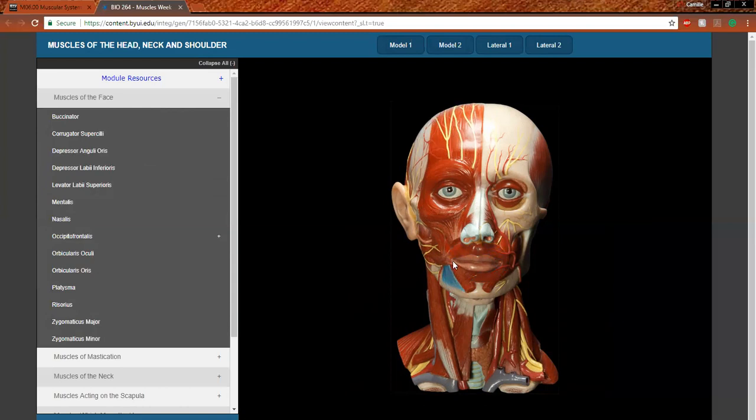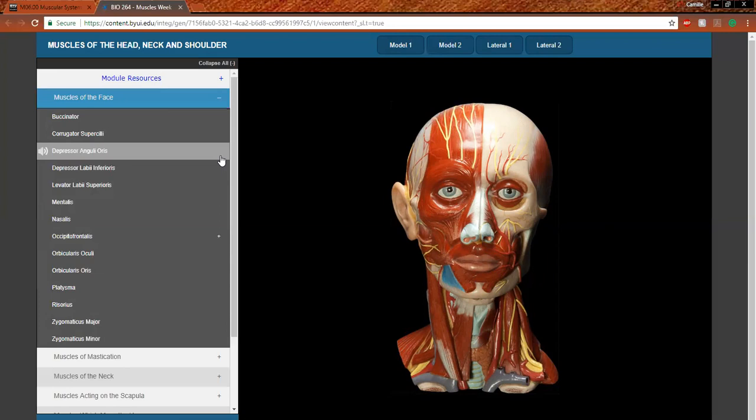From there, I usually like to go into the depressor anguli oris. If you look at this muscle, it connects right where the corner of your mouth is, and it pulls that corner of your mouth downwards. That's what that muscle does. So depressor, down; anguli, angle; and then oris, mouth. So depressor of the angle of your mouth. So that's the depressor anguli oris.